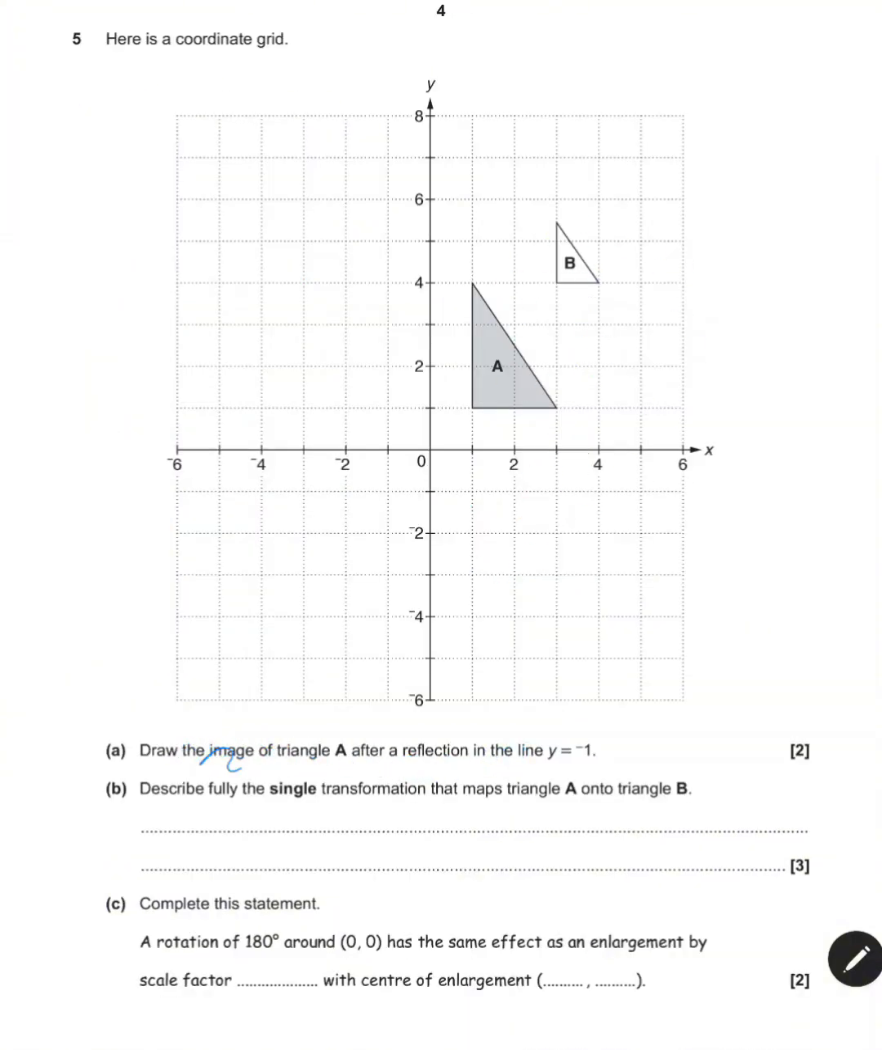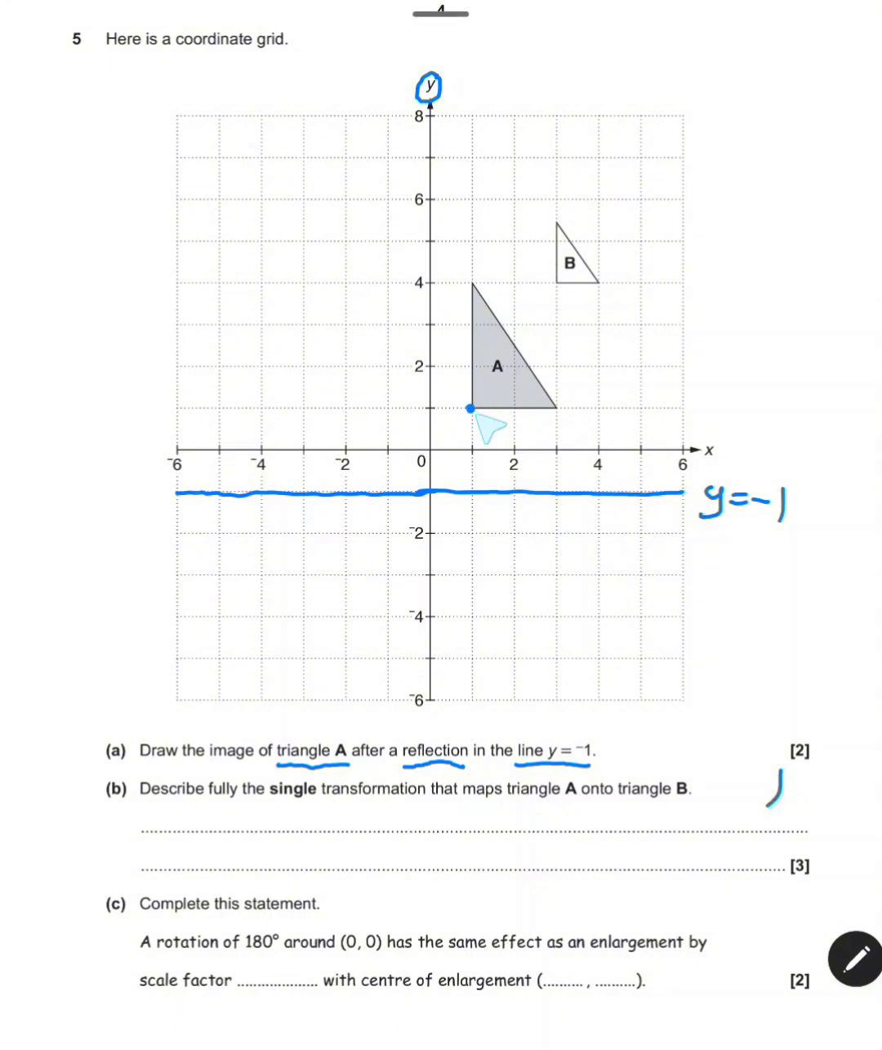And what we're asked to do first is draw the image of triangle A after a reflection in the line y equals -1. Well, here's my y-axis. Here would be y equals -1, -2. So this is the line y equals -1. Many people draw that up and down to follow the y-axis. It cuts through the y-axis, y equals -1. We're then going to reflect this triangle in this line.